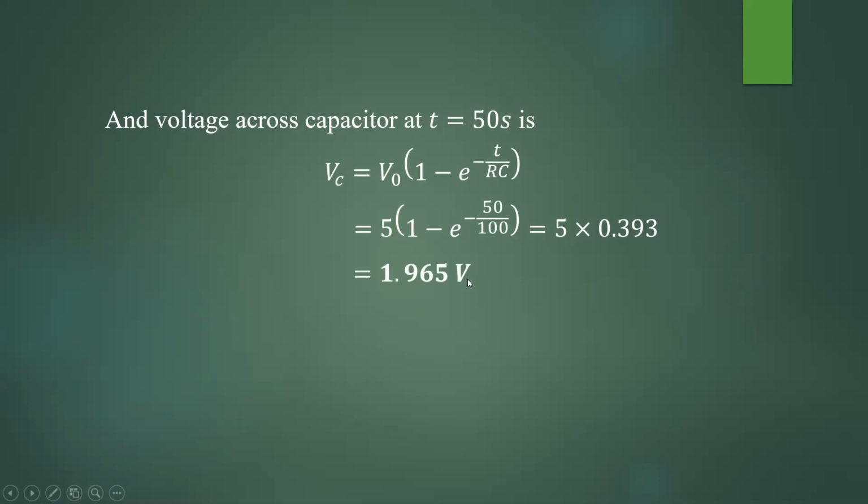How many volts? Okay, so this is the voltage across the capacitor at t is equal to 50 seconds. Okay, so that is the answer for this voltage across the capacitor. So this is how you can solve the problem by knowing the particular expressions. You should list the different expressions corresponding to that. So next problem.